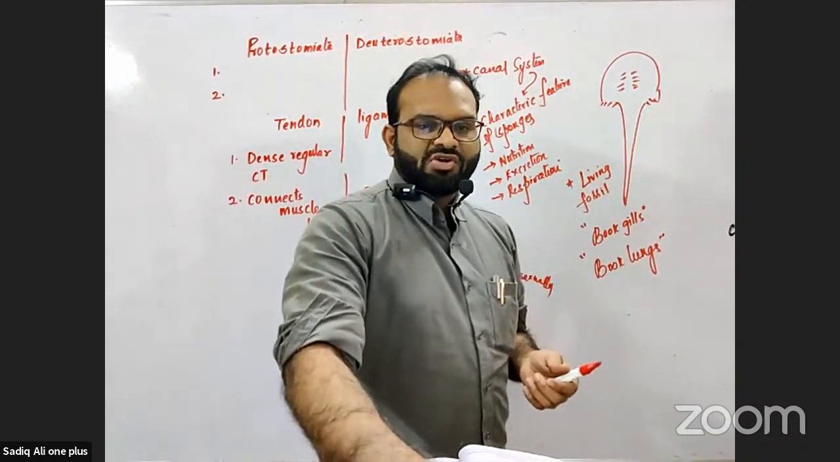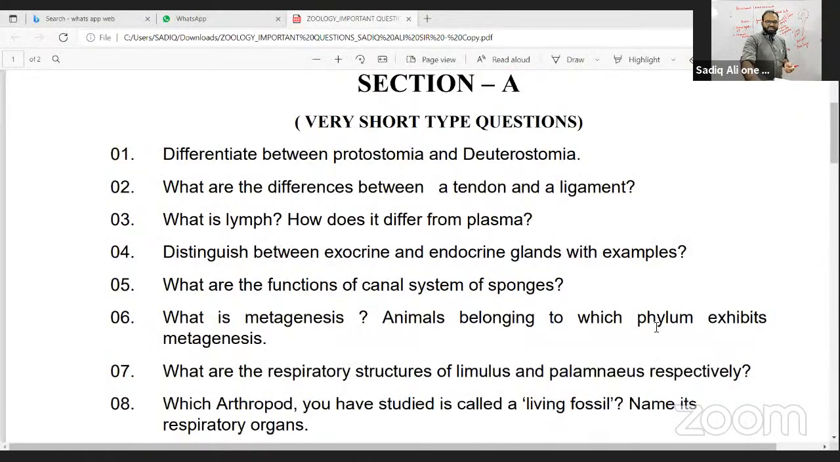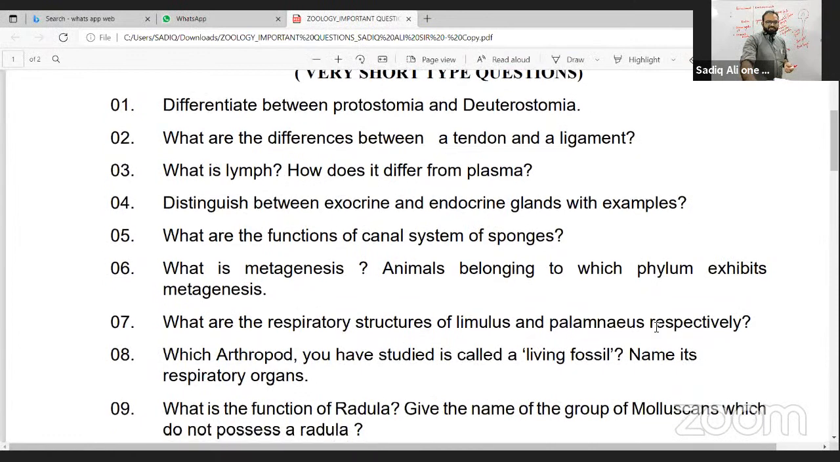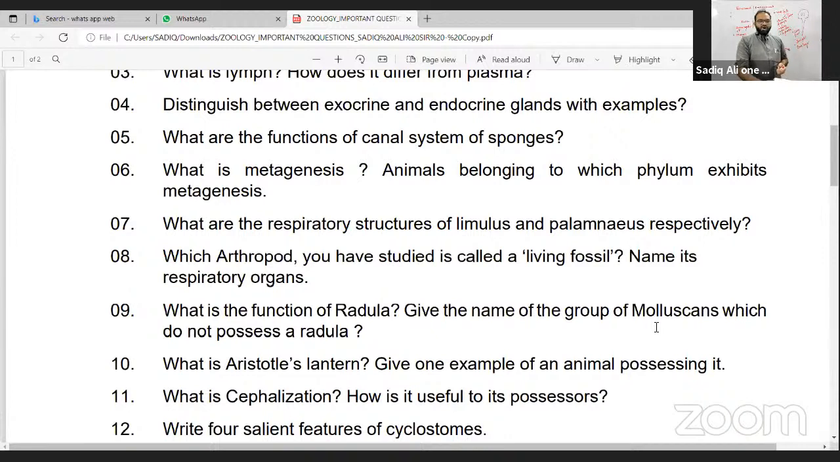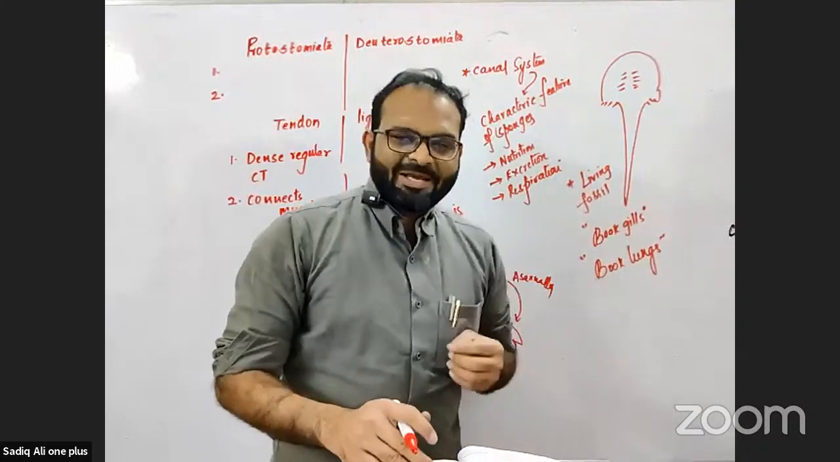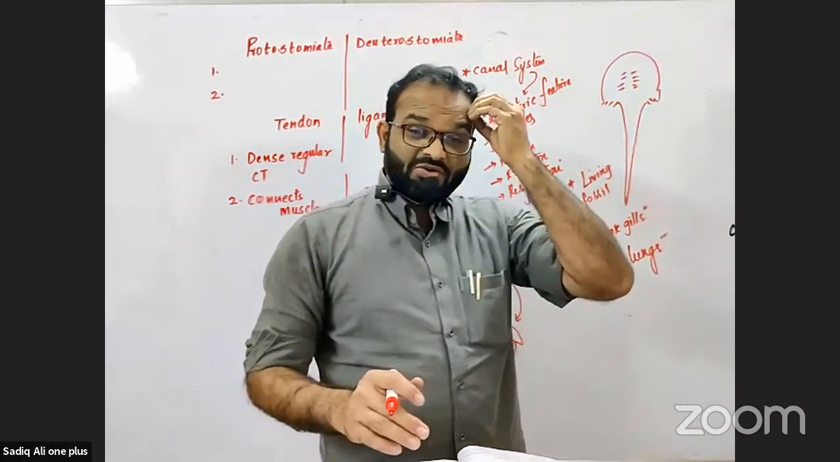So let us focus on the next VSAQ. Which arthropod is called a living fossil? Limulus. Name its respiratory organs. Book gills. Next question. What is the function of radula? Give the name of the group of mollusks which does not possess radula. Students, again, this is a very important question.